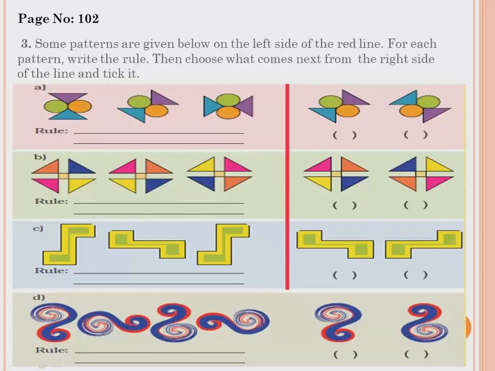Okay, children. Now, some patterns are given below on the left side of the red line. For each pattern, write the rule. Here we have to write the rule like we have written before, 45 degrees and all. So, what rule is this pattern following? We have to write it here. Then choose what comes next from the right side of the line and tick it.